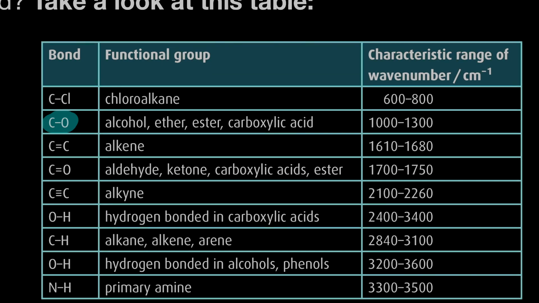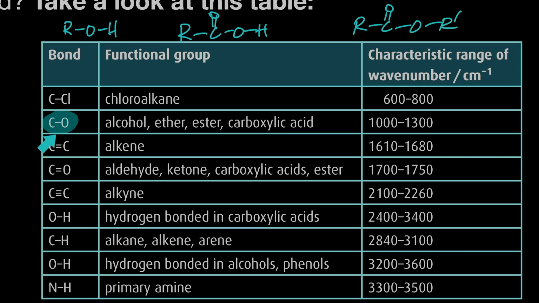Because in alcohols, it would be basically ROH. The R to O is a CO single bond. Acid is RCOOH, so this CO is this bond. And in esters it is RCOOR'. So the CO bond is occurring in alcohols, esters, carboxylic acids, and something called ether that we don't really study in A levels. And it will not be in the region above 1500. It will be found within the fingerprint region also.